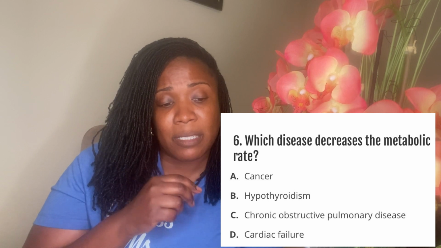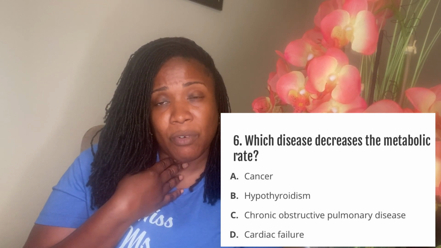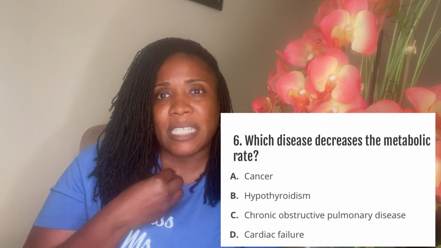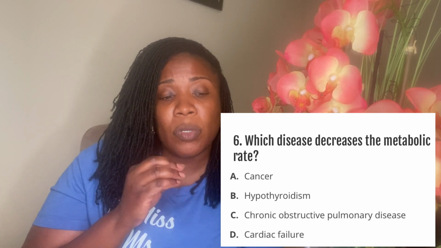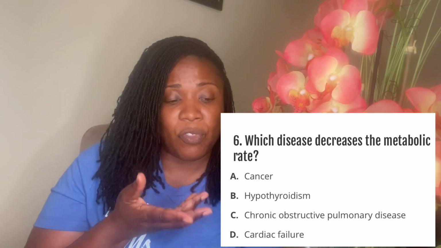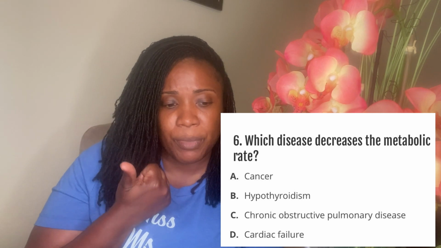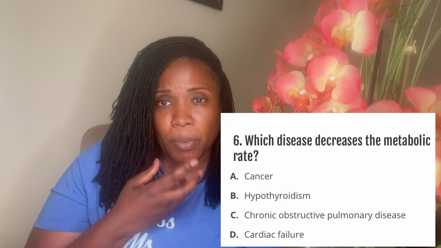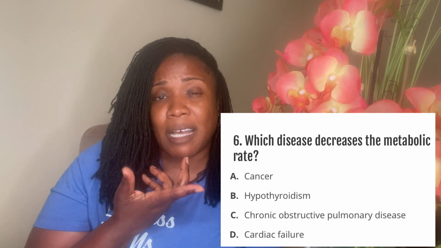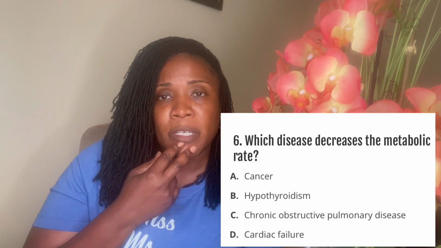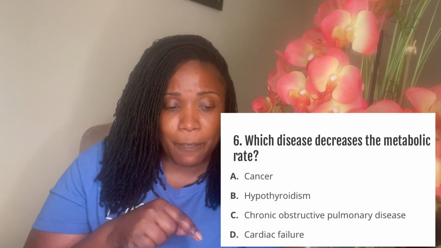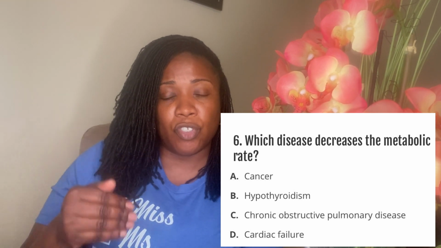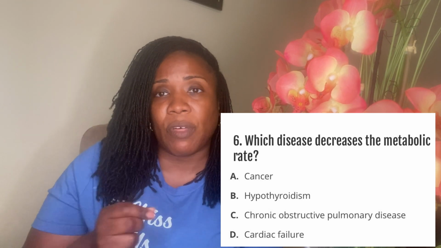The only option that really makes sense would be hypothyroidism, because of course the thyroid regulates our hormones, and metabolism cannot happen unless your thyroid is effectively functioning. Cancer suppresses your immune system. Chronic obstructive pulmonary disease is COPD. It affects your lungs, your respirations, your pulse ox, your oxygen, your CO2. So that's not metabolism. And cardiac failure just means you're in heart failure, so the heart is not effectively pumping blood to the rest of your body. If you break this down and understand what these different disorders do, the only one that makes sense would be hypothyroidism.